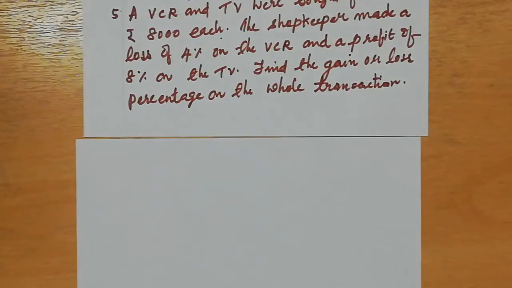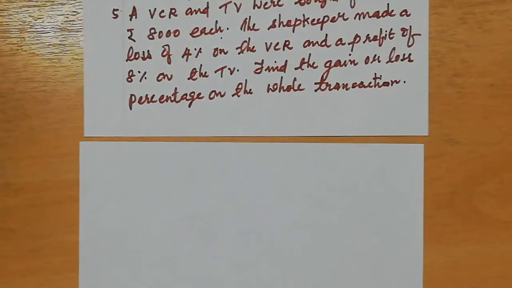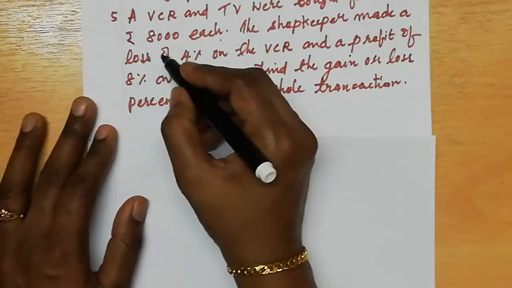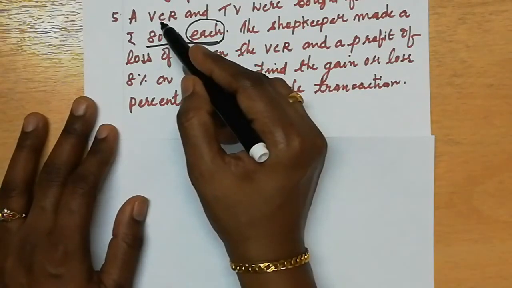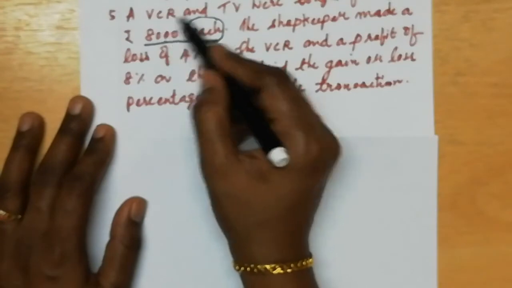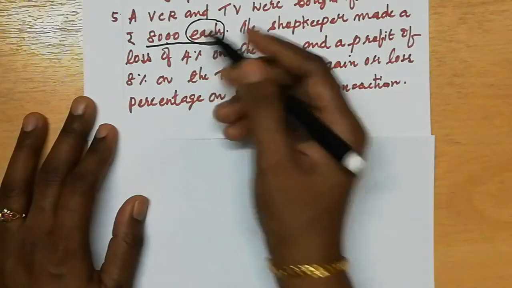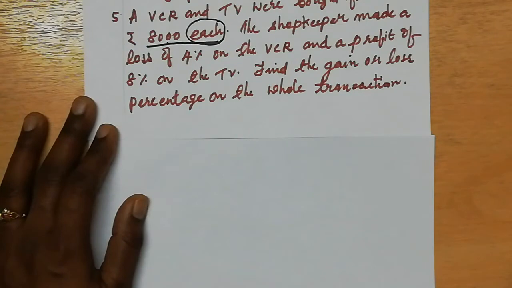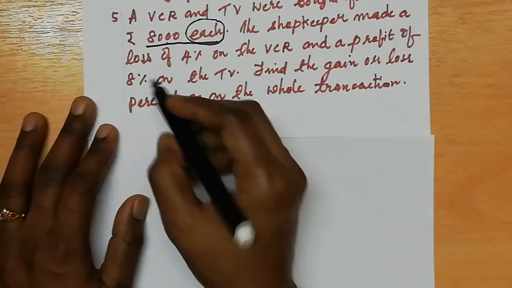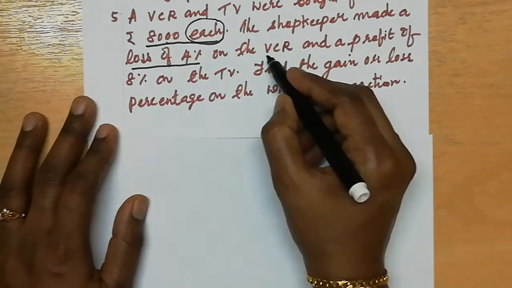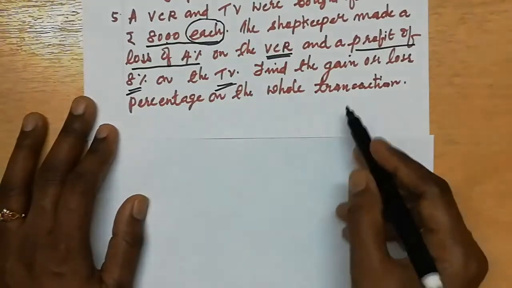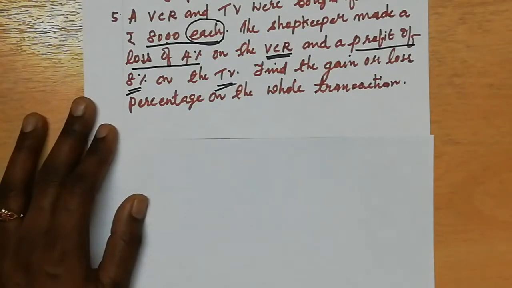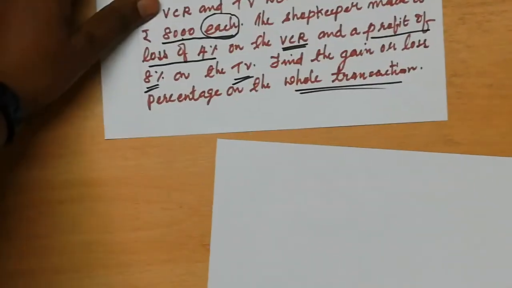The question is, a VCR and a TV were bought for rupees 8,000 each. 8,000 each. You have to consider this separately. Each means VCR also 8,000, then TV also 8,000. Together it will become 8,000 plus 8,000, that is 16,000. The shopkeeper made a loss of 4% on VCR and a profit of 8% on TV. Find the gain or loss percentage of the whole transaction. From the whole transaction we have to find whether it is gain or loss.